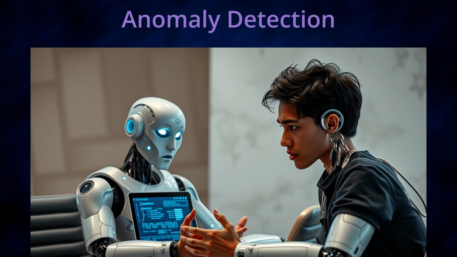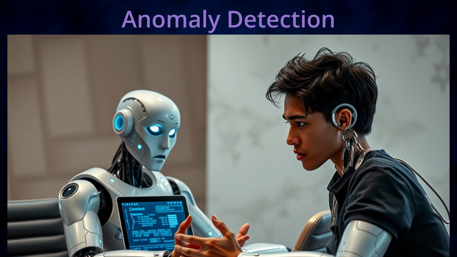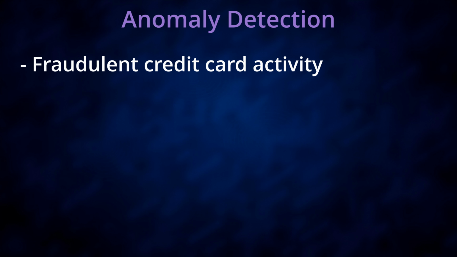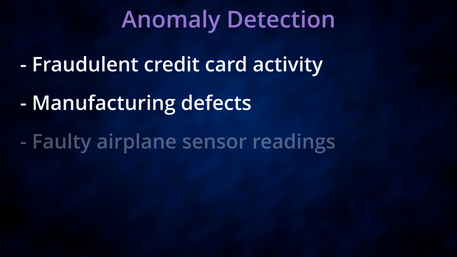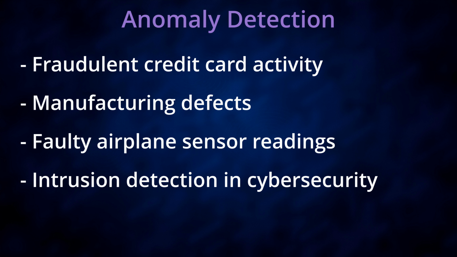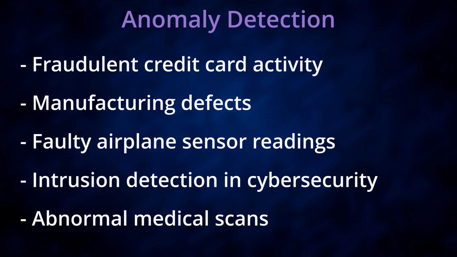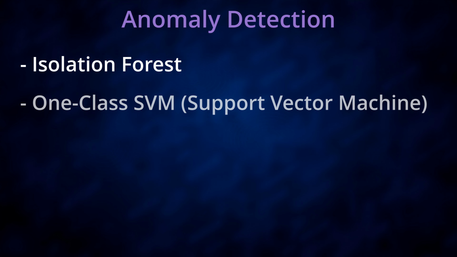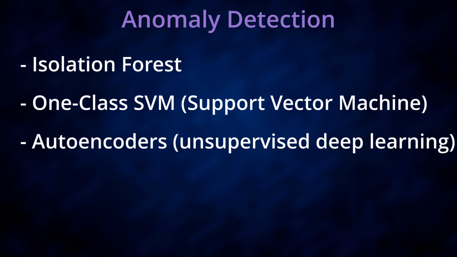Anomaly detection. Unsupervised models can spot the weird things humans might miss. Examples: fraudulent credit card activity, manufacturing defects, faulty airplane sensor readings, intrusion detection in cybersecurity, abnormal medical scans. Common algorithms: isolation forest, one-class SVM, autoencoders, unsupervised deep learning. Autoencoders compress data into a smaller representation and try to reconstruct it. If a reconstruction is poor, anomaly.